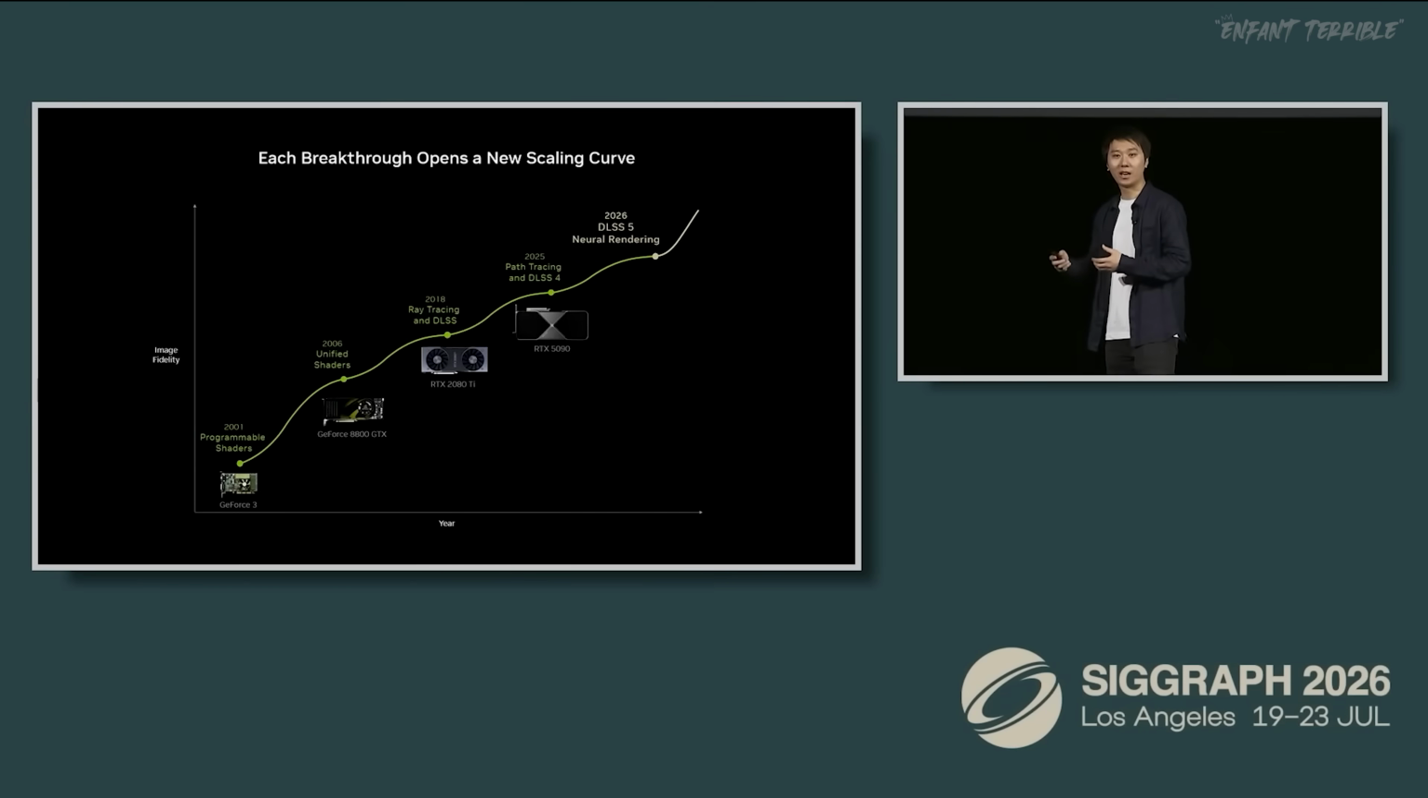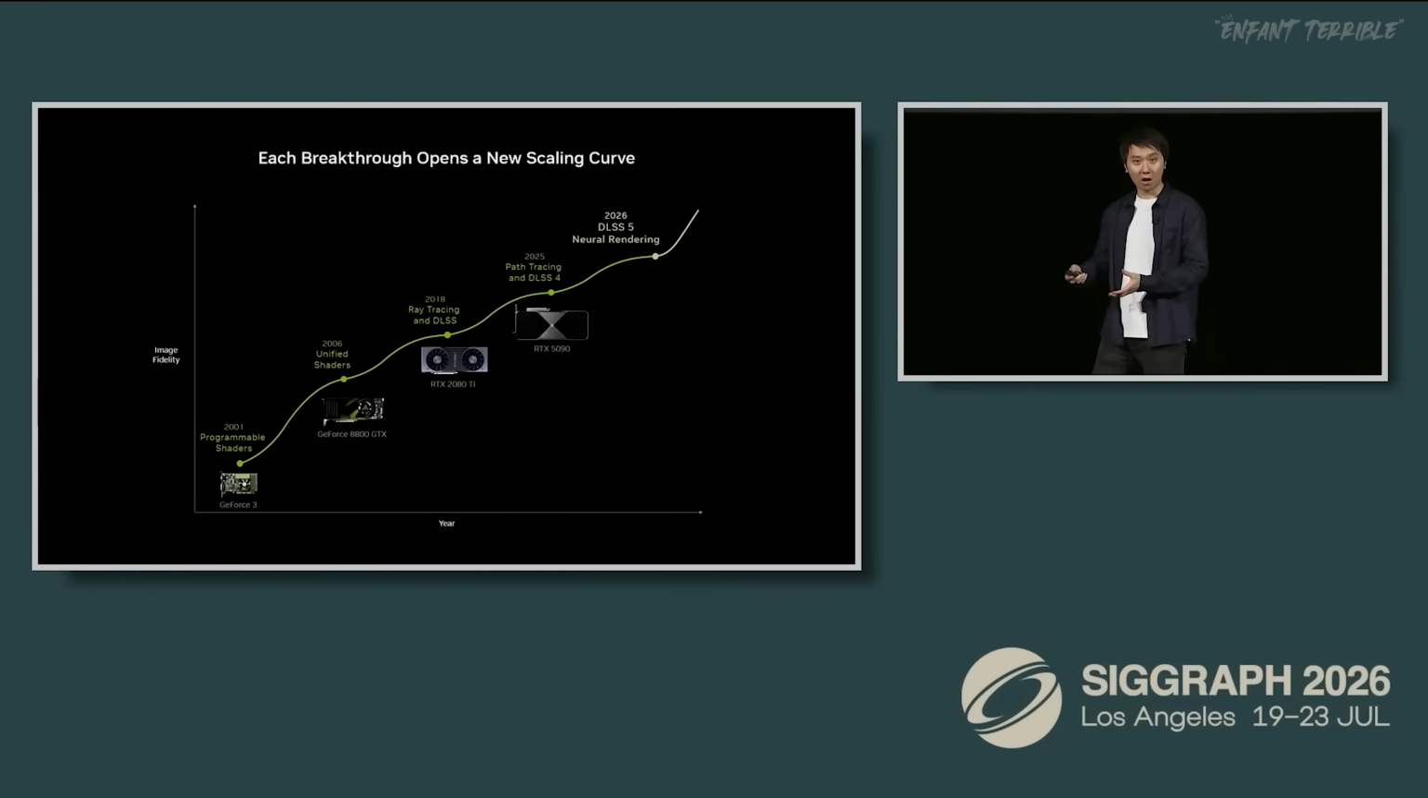But DLSS 5 adds a second lever now, because if we scale up the model, the image realism and fidelity will also improve. And the more exciting thing here is that even if we don't scale up the model size, improvement on the offline training side, such as better training data, better loss functions, just improvement in the training dynamics, will also translate to a direct improvement in image fidelity at runtime without any additional cost.